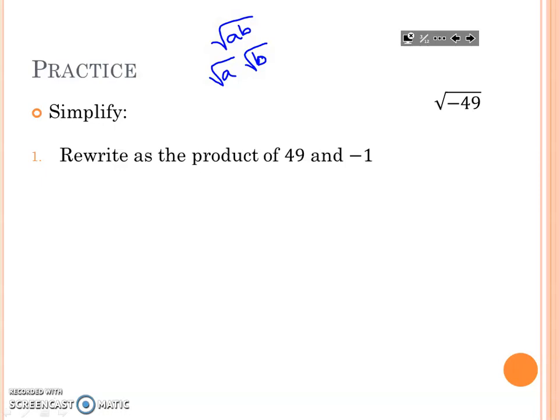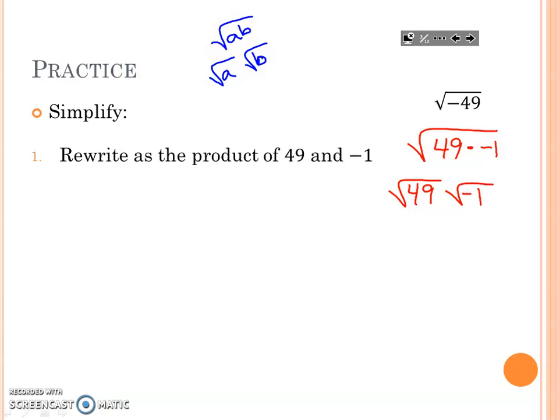So the first thing I'm going to do is, if I have the square root of -49, I can split that up into two numbers. I can make that a positive 49 times a -1. So back up here with our property, since I've got two numbers multiplied times each other, I can therefore split these up. I can split this up into a square root of 49, and I can split this up into a square root of -1.